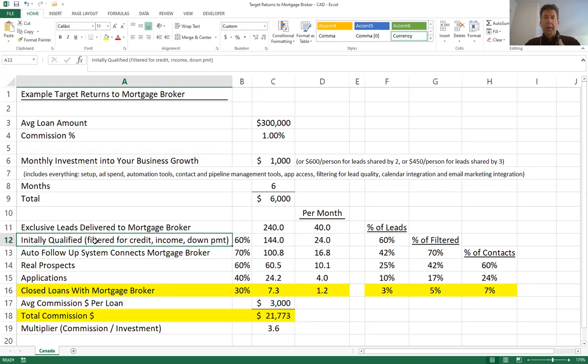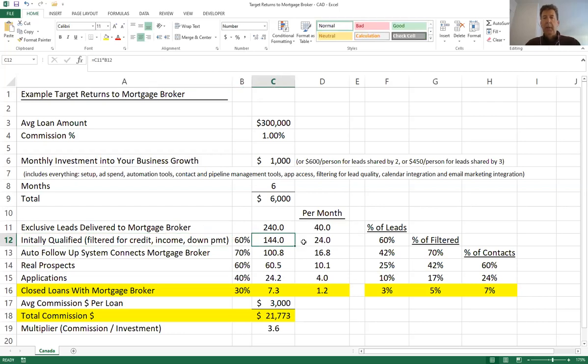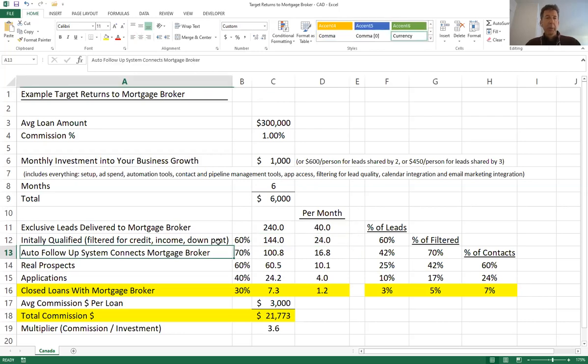So you filter for credit and income and down payment. And given that, let's say only 60% of them make their way through that filter. So we're now looking at numbers like this: 144 over the 6 month time period, or 24 per month in that range. And at that point, the automated follow-up system is going to kick in. You still haven't lifted a finger. You still haven't taken any time on your part to communicate with these people. We're going to do that automatically.